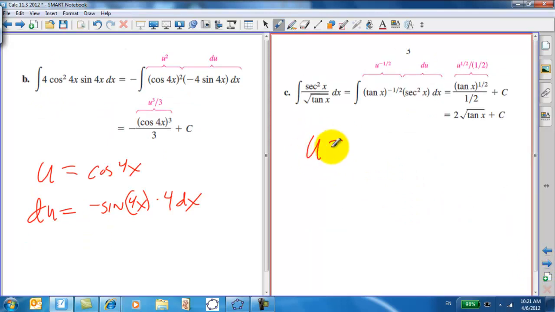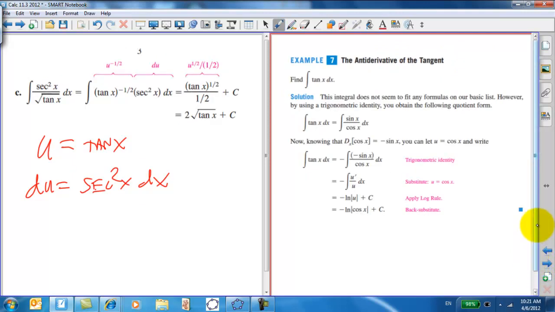Here, remember, u was going to be tan x. So du is secant squared x dx. And conveniently, there's a secant squared x dx right there already in the integrand. So it becomes u to the negative half, and now you can use your power rule to get that.